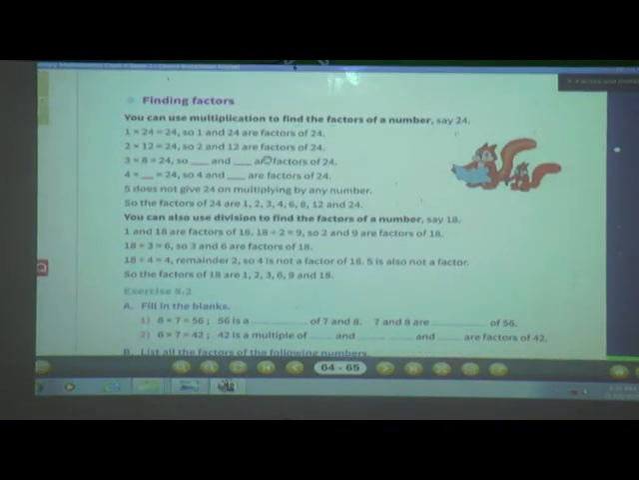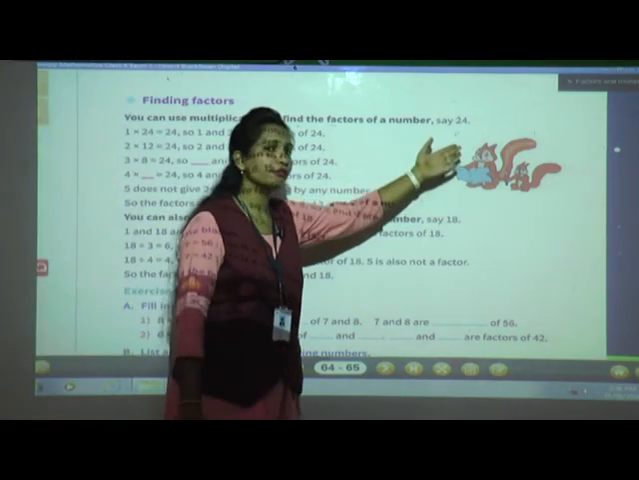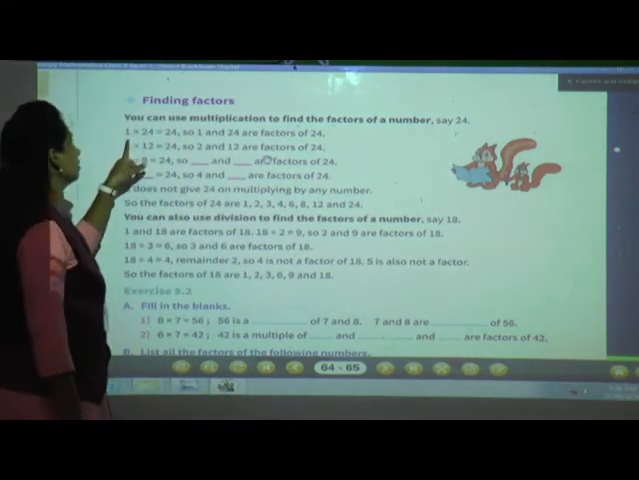Now how can we find the factors, students? Yes, first thing, you can use multiplication to find the factors of a number. Now they had given, for example, 24. Okay.